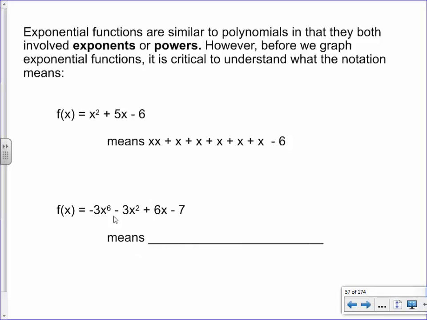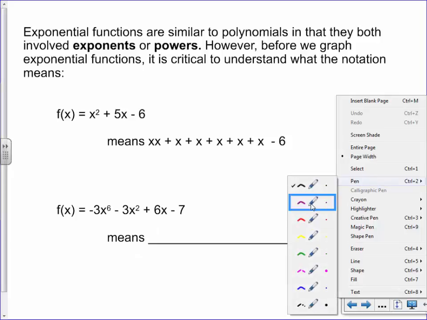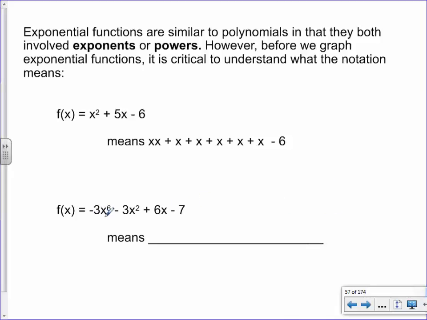Could you guys do that same sort of task on this one right here? Let's do it as a group. What would negative 3x to the 6 mean? Well, it would mean negative 3, and then there's 6 x's, right? Do they need to be added to each other or multiplied by each other? Yeah, so you'd have to go like x, x, x, x, x, x. That's what negative 3x to the 6 actually means.